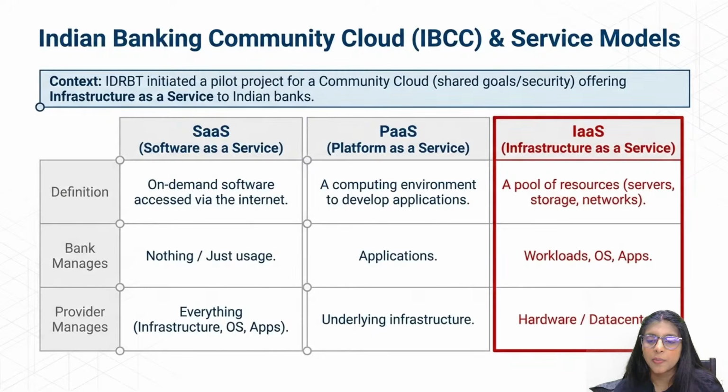There are three cloud models. First is SaaS, that is software as a service. Software is accessed over the internet, on demand. The bank manages nothing, just usage. The provider manages everything, infrastructure, OS, everything. Example: a bank using a ready-made core banking system which is hosted by the provider.